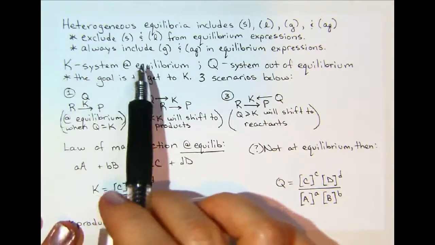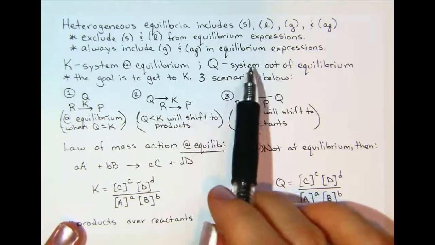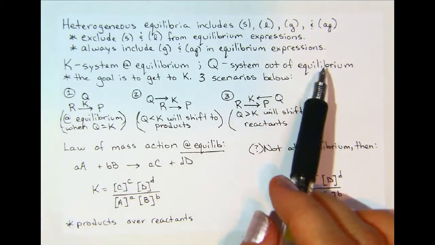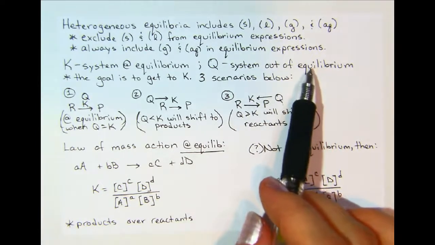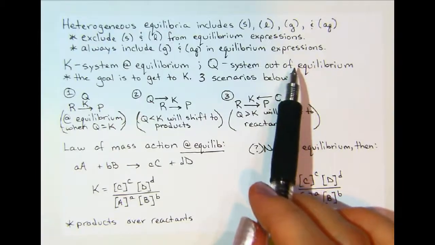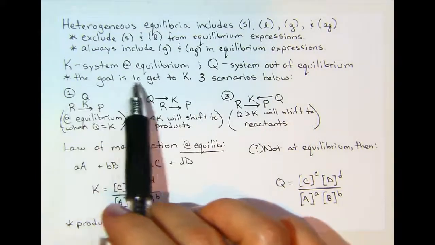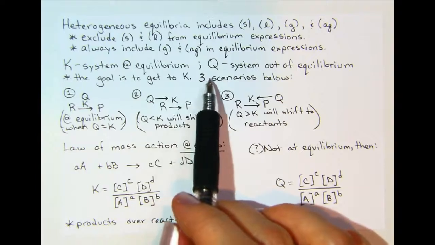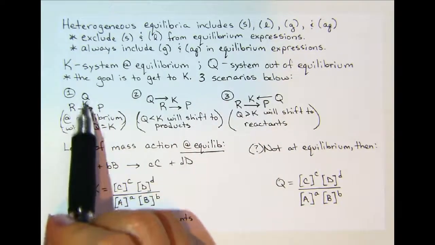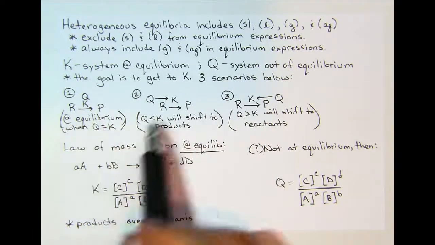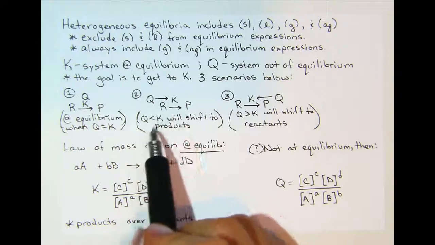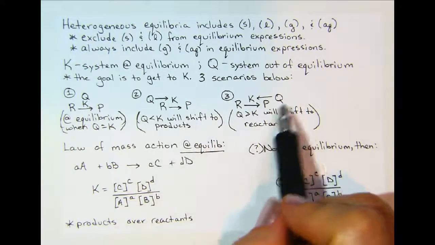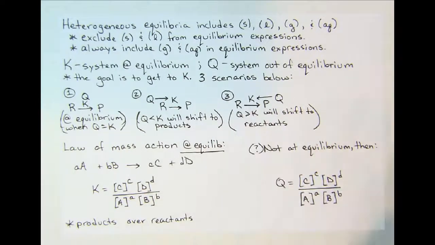K is a system at equilibrium, and Q is a system out of equilibrium, maybe, because it could be in equilibrium, but we won't know unless we calculate and compare Q to K. The goal is to get to K. A system always wants to be in equilibrium. There are 3 scenarios. When Q is equal to K, it's at equilibrium. If Q is less than K, it will shift to products. If Q is greater than K, it'll shift to reactants.